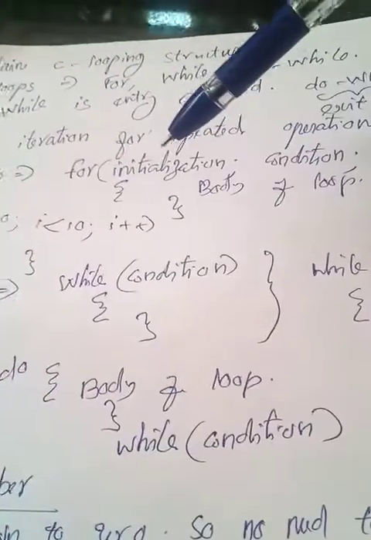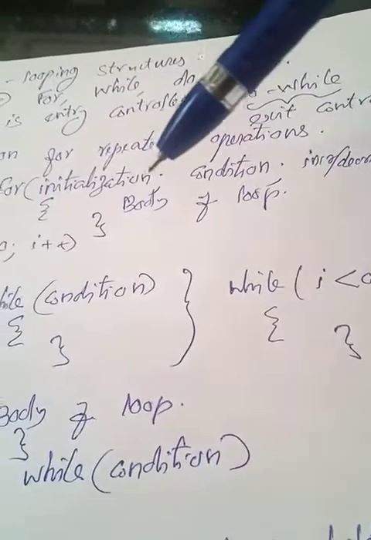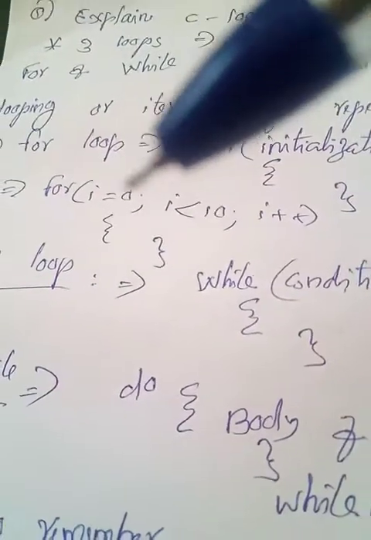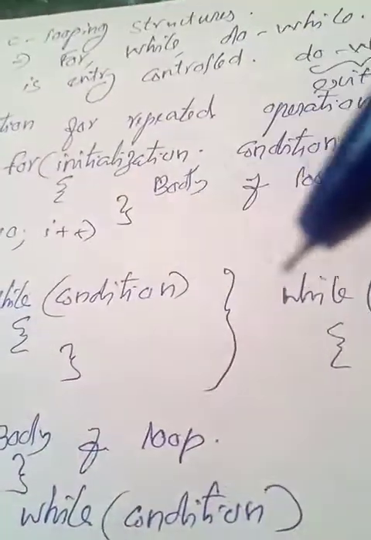For loop: you can see initialization, condition, and increment or decrement should be separated by semicolons, then the body of the loop. Example, for i equal to 0, i less than 10, i plus plus. This is the body of the loop. And while loop, you can see while condition with the body of the loop. So while i less than 0, then the body of the loop.